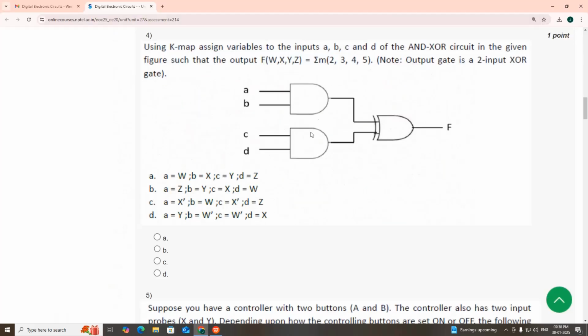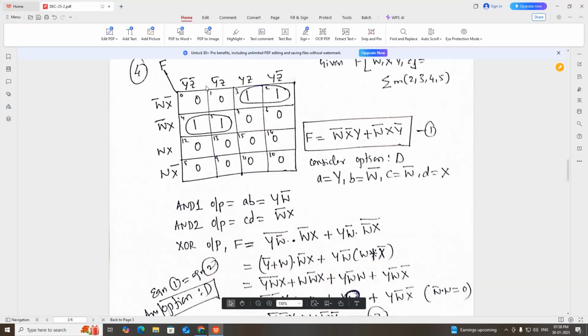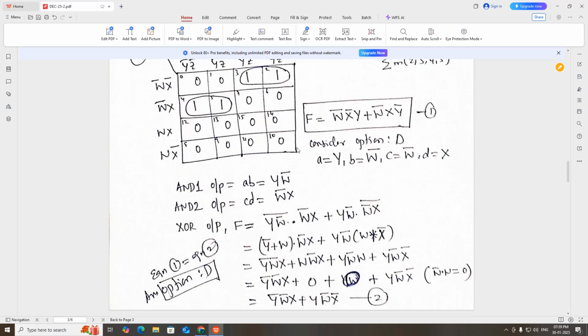So according to the circuit diagram, let us try to find what is F. According to the circuit diagram and using Karnaugh map simplification, I am finding F equal to W bar X bar Y plus W bar X Y bar, equation 1. Now consider option D. Why am I considering option D? Because Z is not there. In option D, variable Z is not there, because in my equation 1 Z is not there. Therefore I will consider option D.